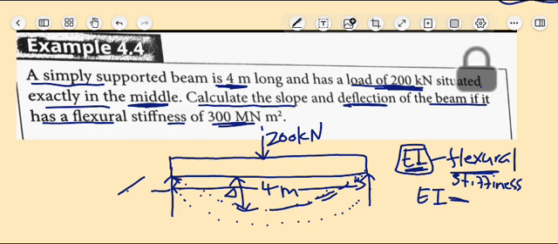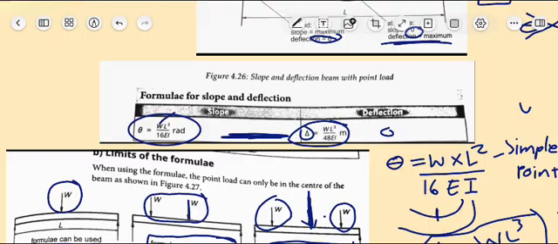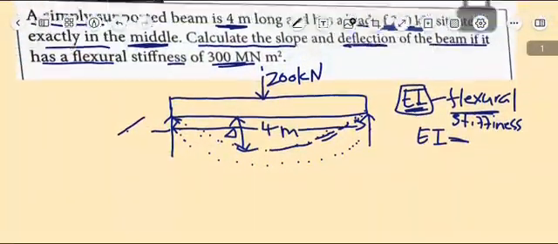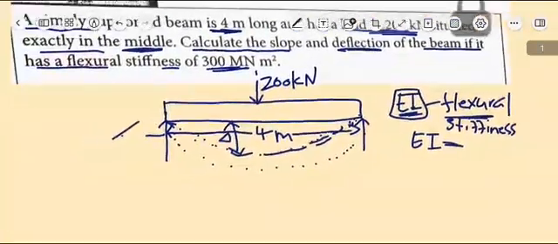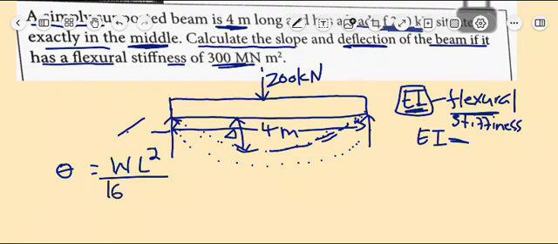We're using those two formulas here. They are applicable because the load is at the middle. This is not a limitation. We can calculate our slope, which is given by W multiplied by the length squared, divided by 16 multiplied by E multiplied by I. What is the weight? Obviously this is a point load.